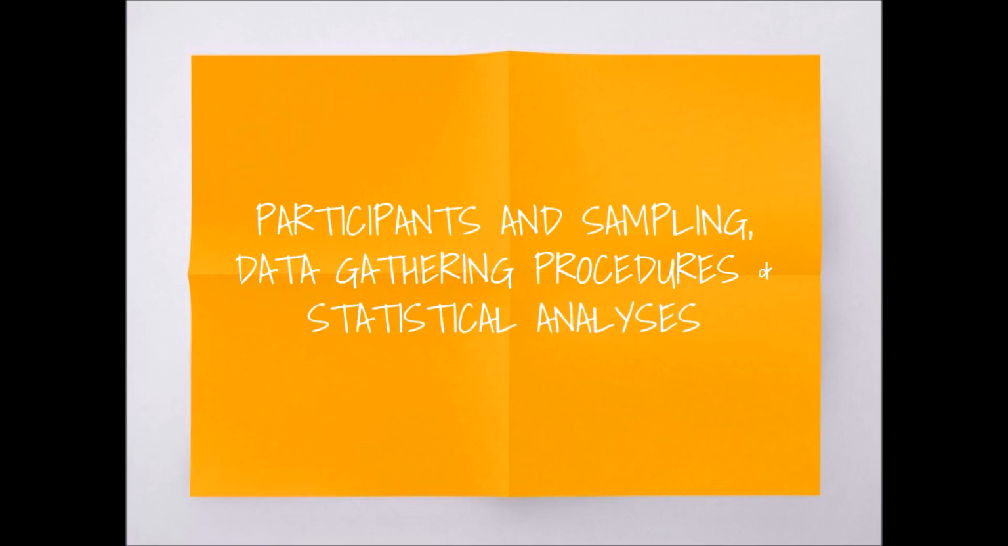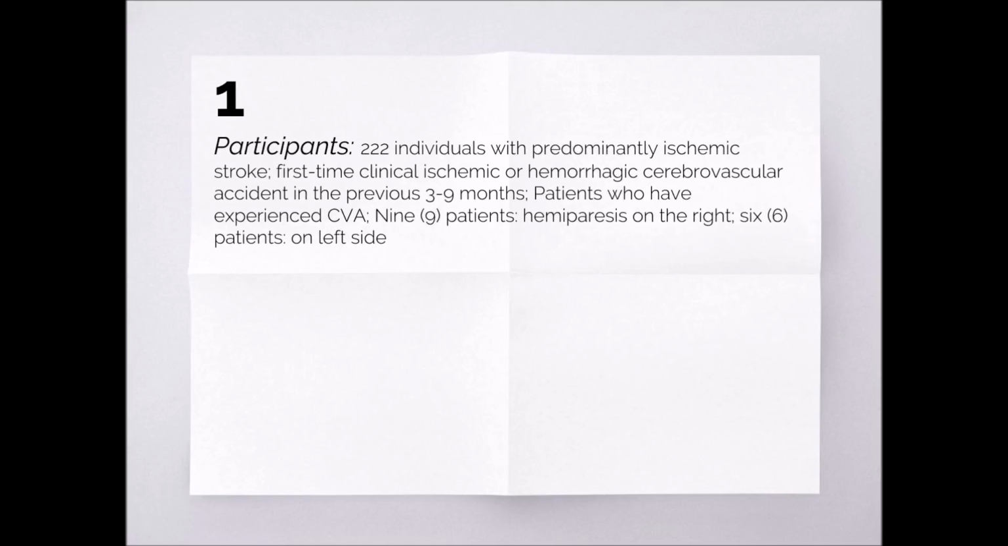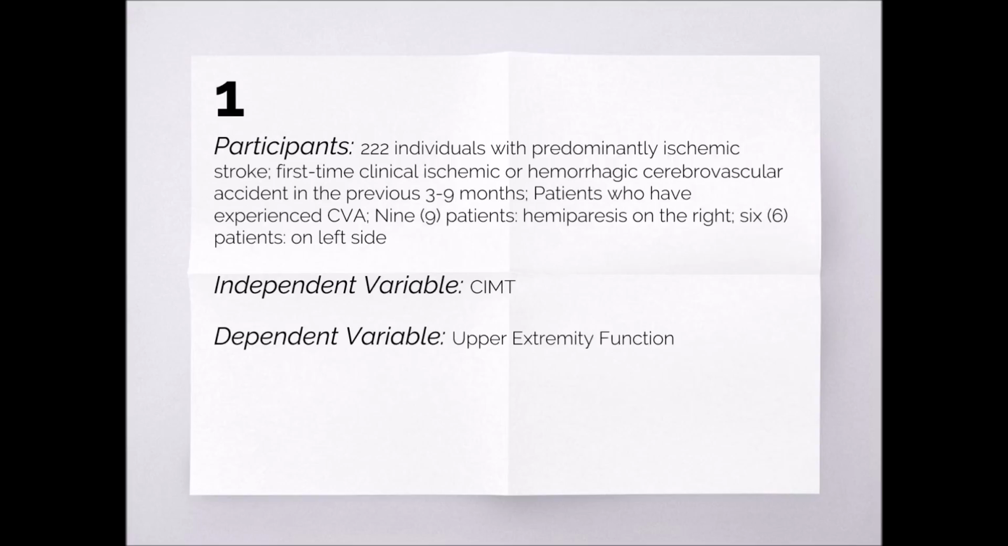Participants in sampling, data gathering procedures, and statistical analyses. For Article 1, there were 222 individuals with predominantly ischemic stroke. They had a first-time clinical ischemic or hemorrhagic cerebrovascular accident in the previous 3 to 9 months. Patients who have experienced CVA, 9 patients with hemiparesis on the right, and 6 patients on the left side. The independent variable is constraint-induced movement therapy, or CIMT. The dependent variable is upper extremity function.